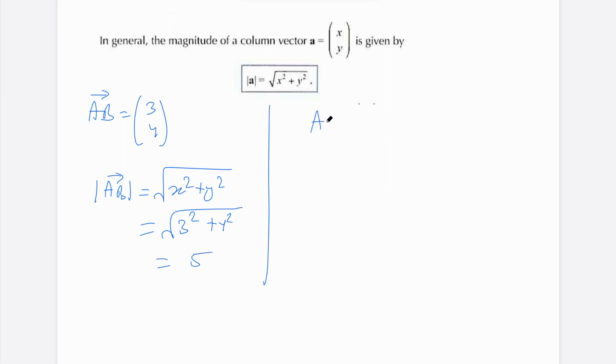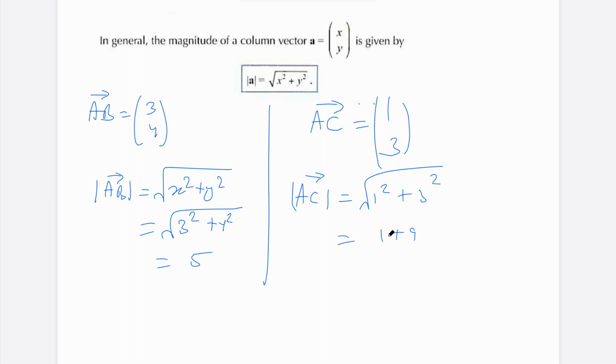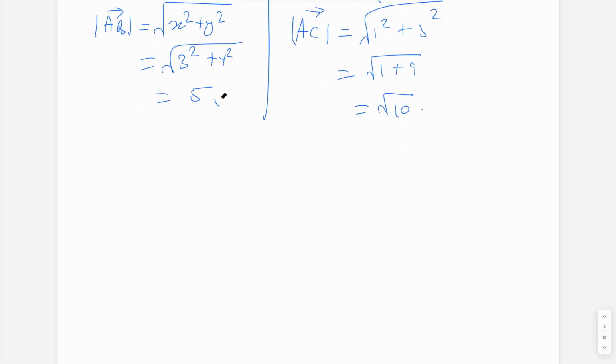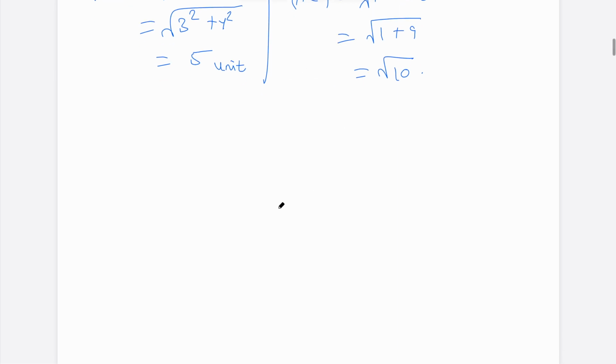You may have different values. For example, AC is (1, 3). In case you don't get a perfect answer, the magnitude of AC would be the square root of 1 squared plus 3 squared, which is square root 10. So leave your answer as it is or as specified in the question. You may also write units with them.